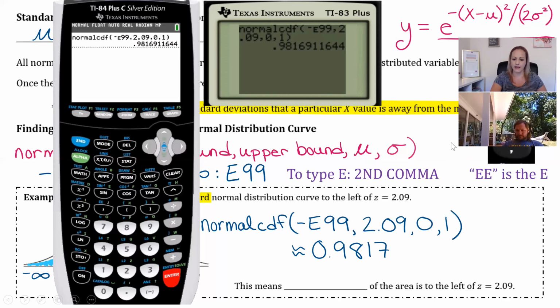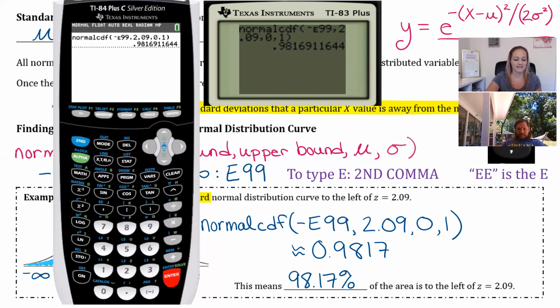Okay, so we get approximately 0.9817. And for these, you want to do them to 4 decimal places. So that means that approximately 98.17% of the area is to the left of Z being 2.09.